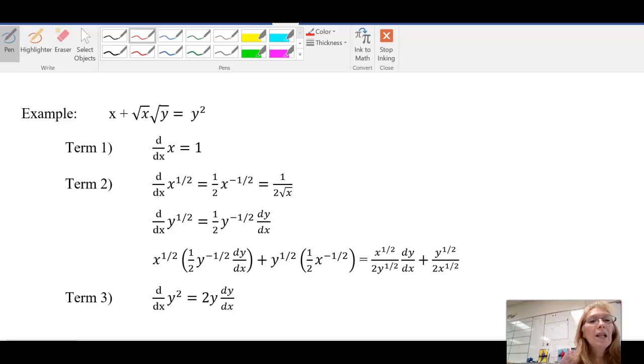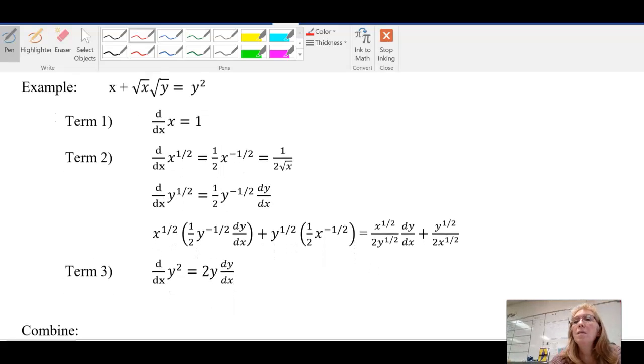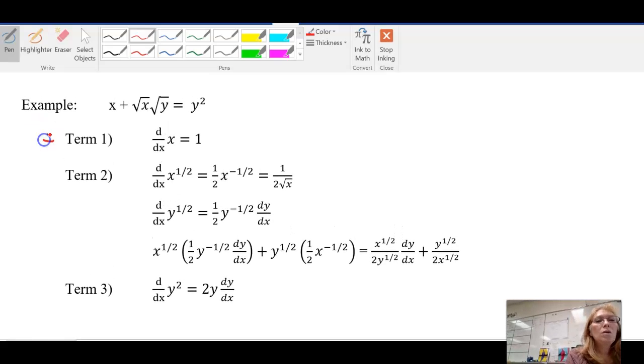All right, a little bit more complicated. So let's go through this one step by step. Okay, first term is the derivative of x, which is just 1. Second term, now we've got 2 parts again, so remember we're going to have to use our chain rule. So the derivative of x to the 1/2 power, we write these as 1/2s now. Remember, we change those so they're easier to work with. It's 1/2 x to the negative 1/2, putting the square root of x in the denominator. Okay, now the derivative of y to the 1/2 is 1/2 y to the negative 1/2 dy dx.